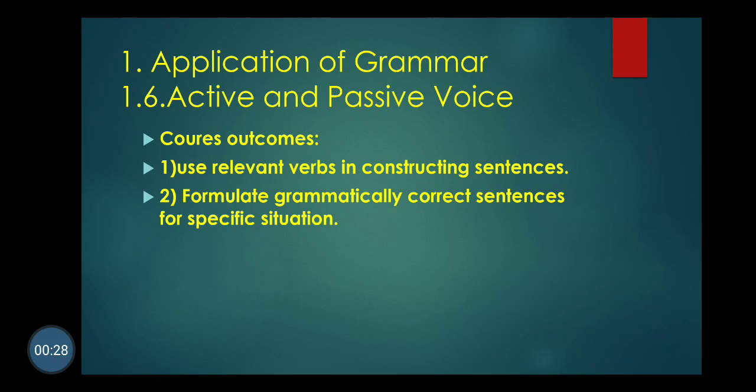Course outcomes are: use relevant verbs in constructing sentences. Students, you should use appropriate verbs for appropriate sentences. Formulate grammatically correct sentences for specific situations. You should develop the ability to make your own sentences as per the situation. These are the course outcomes of this topic.